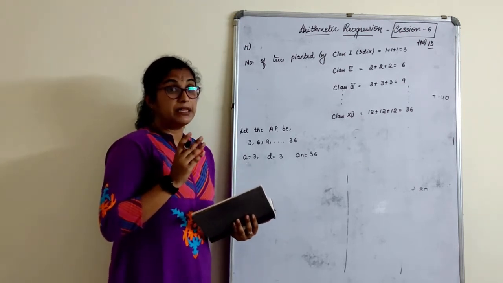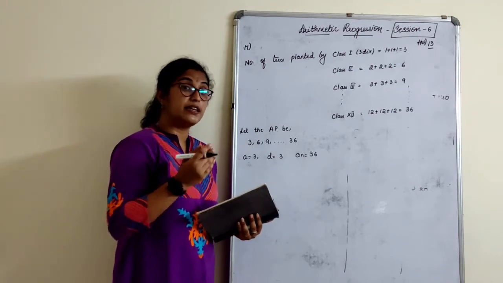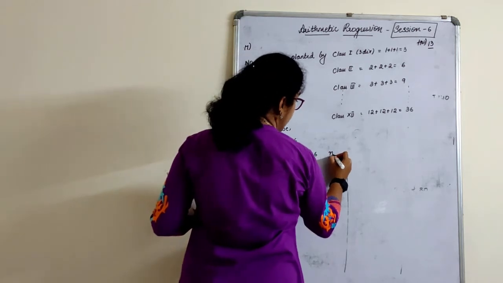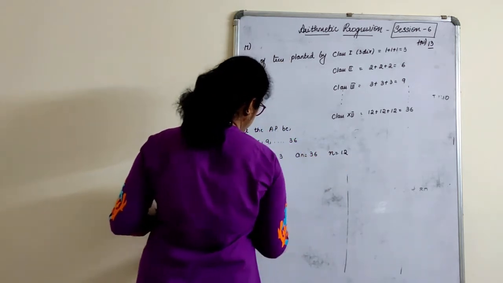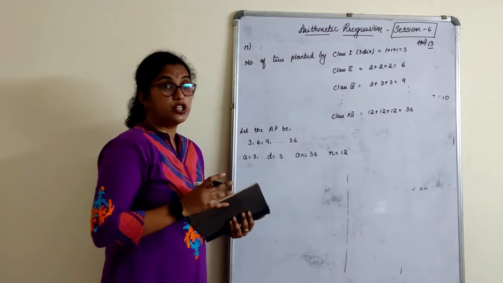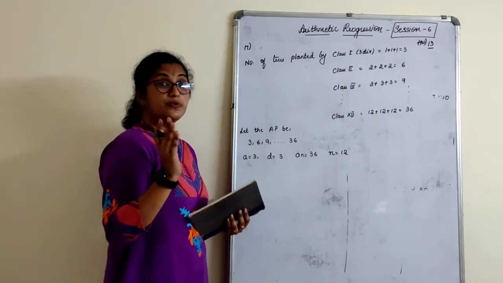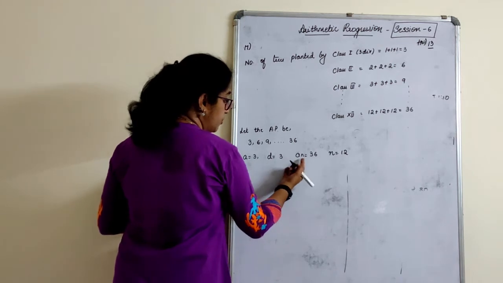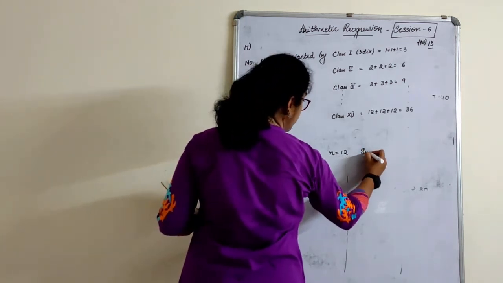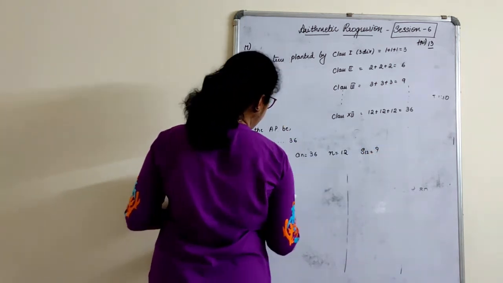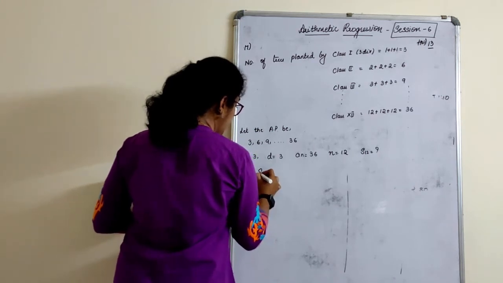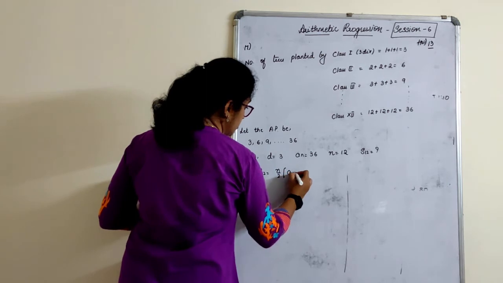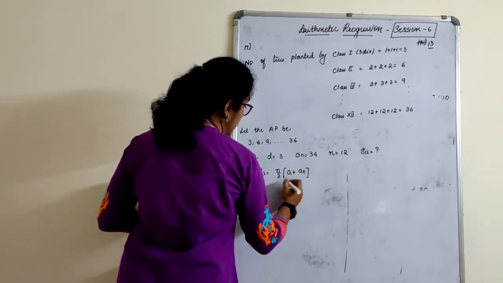But they have mentioned how many classes there are. From 1 to 12 there are 12 classes. That is why n is equal to 12. Though they have not mentioned it directly, there are 12 classes, till 12th standard. So which formula will you apply? You need to find S12. We have A and we have N also here. So S12 is equal to N by 2 times A plus AN.